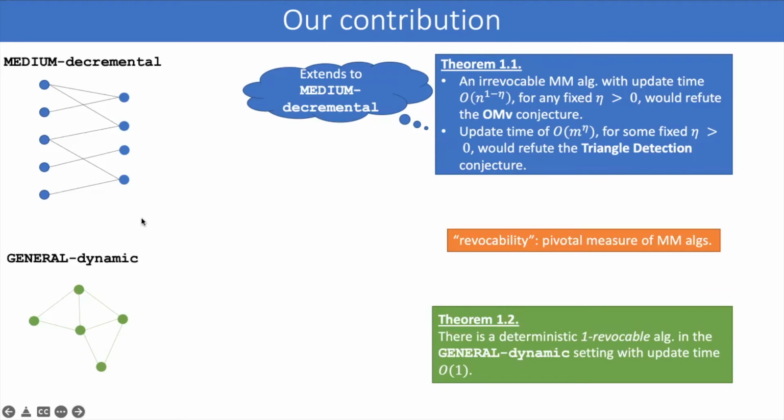These two results tell us that revocability is the pivotal measure of maximal matching under vertex updates. On one hand, we cannot have an efficient algorithm, even for decremental bipartite graphs, due to the above lower bound. And on the other hand, we can have an algorithm which is one-revocable and has a constant update time.